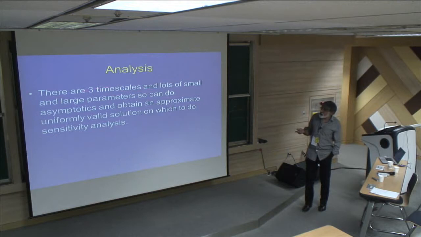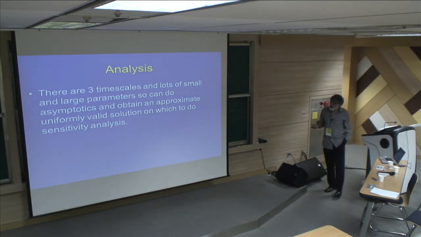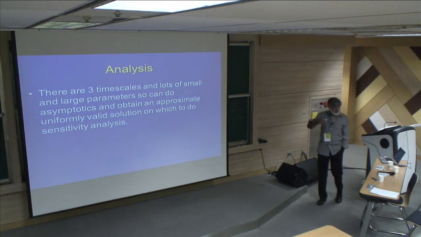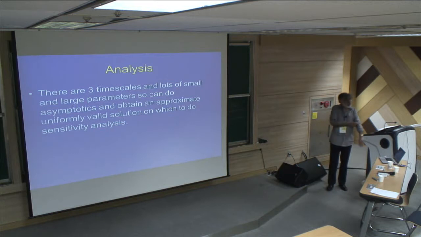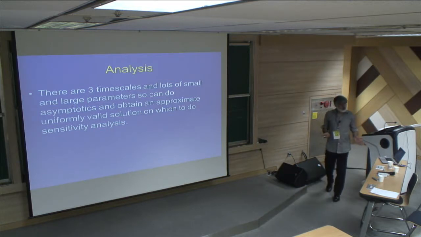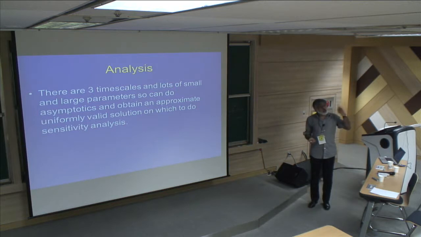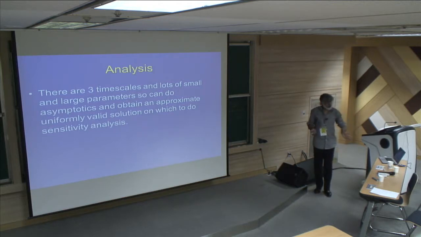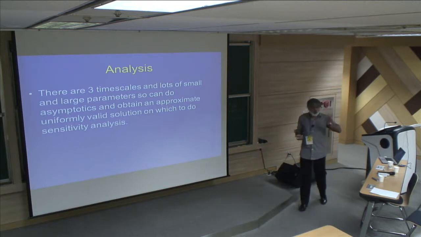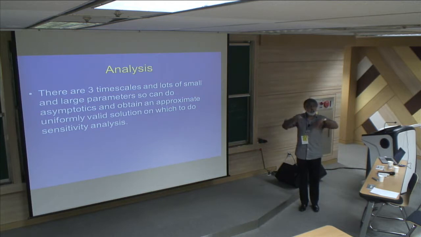It turns out that there are 3 time scales in this, and lots of small and large parameters, so you can do an asymptotic expansion. You can actually find the steady states, get a uniformly valid approximation to the solution of the steady states, and then that means you can do sensitivity analysis. Because remember, what we want to do is see how we can change the pH of the system. So if we've got a formula for the pH steady state in terms of all the parameters, we can ask the question, to which parameter is the system most sensitive? And then we can say, let's change that parameter.